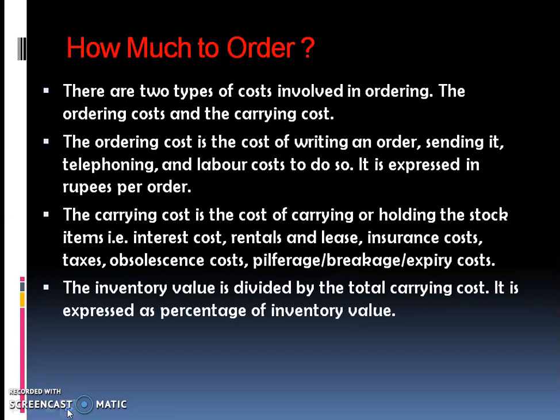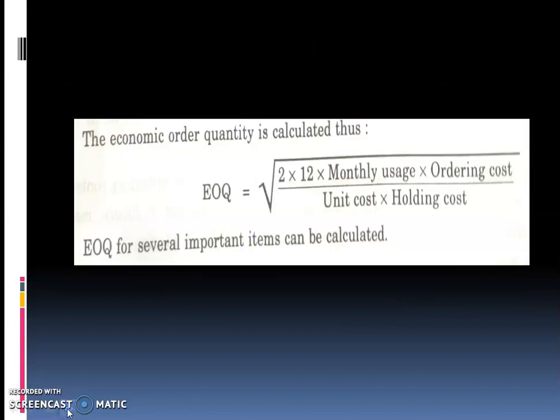There are two types of cost involved in ordering: the ordering cost and the carrying cost. Ordering cost is the cost of writing an order, sending it, telephoning, and the labor cost to do so. It is expressed in rupees per order. The carrying cost is the cost of carrying or holding the stock item. That is the interest cost, rental and lease, insurance cost, taxes, obsolescence cost, pilferage, breakage, and expiry cost. The total carrying cost is divided by the inventory value. It is expressed as a percentage of inventory value.